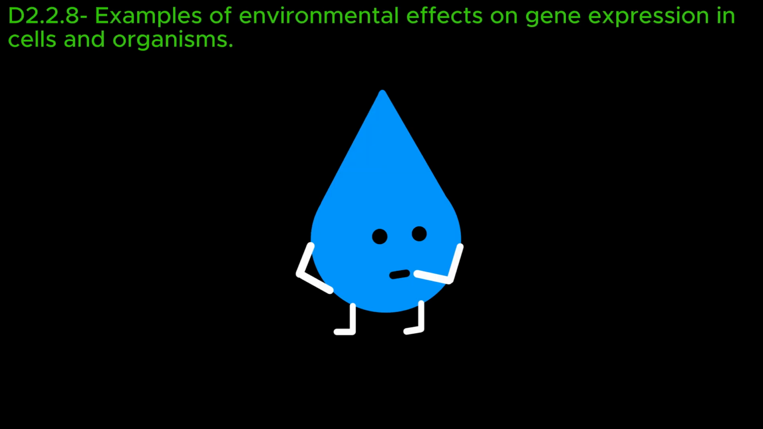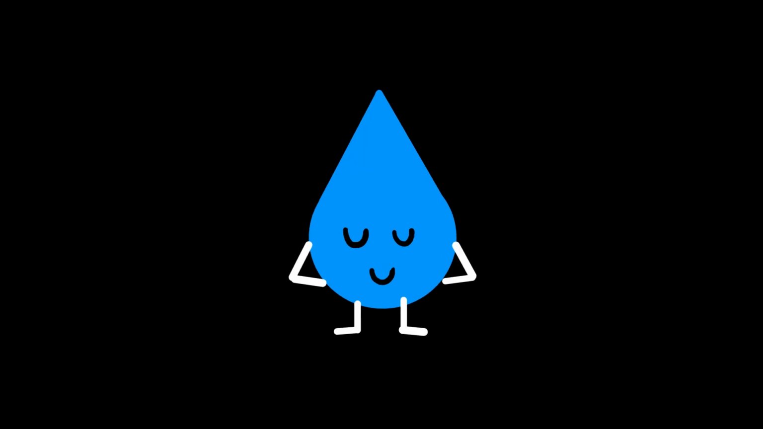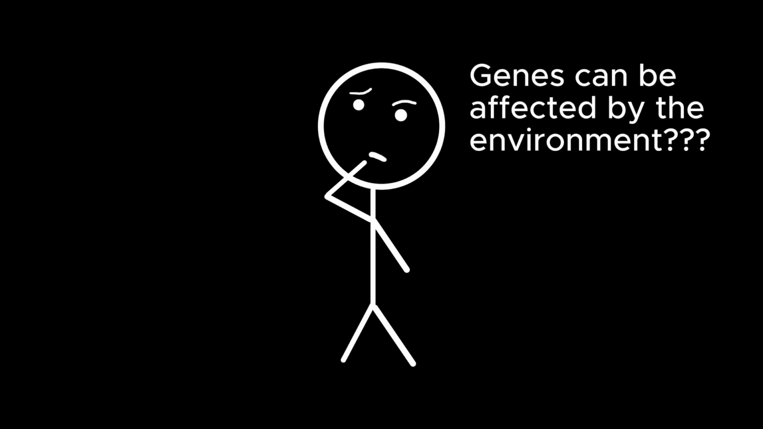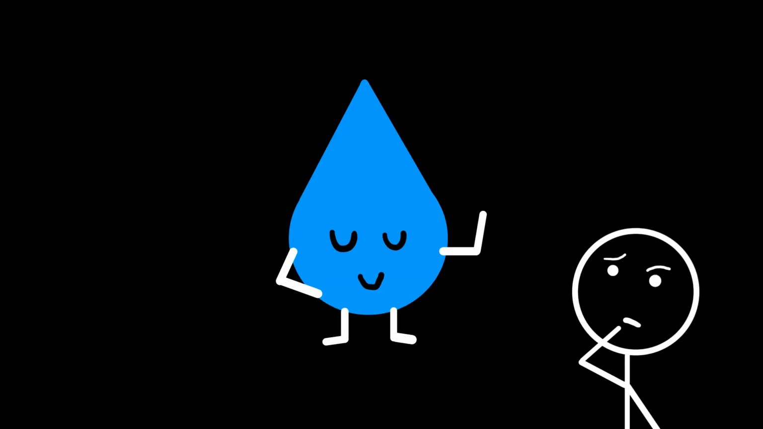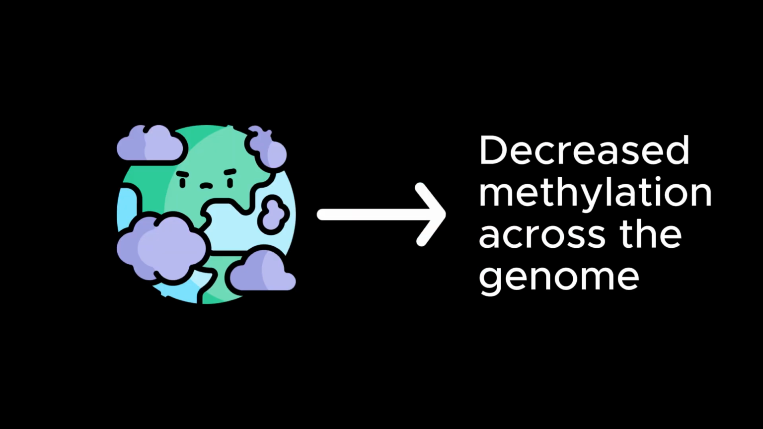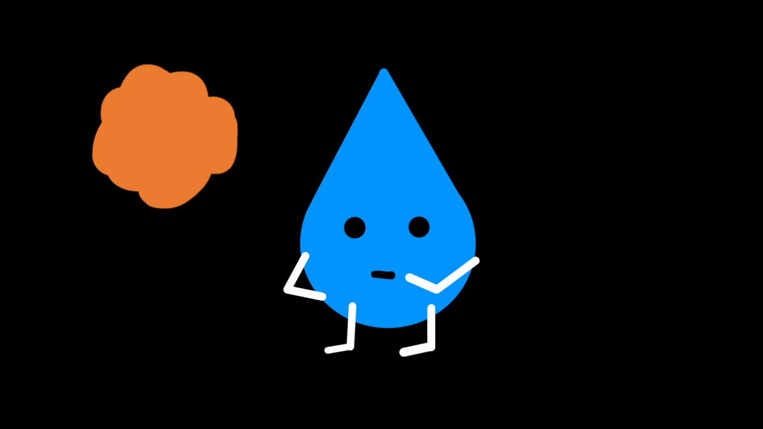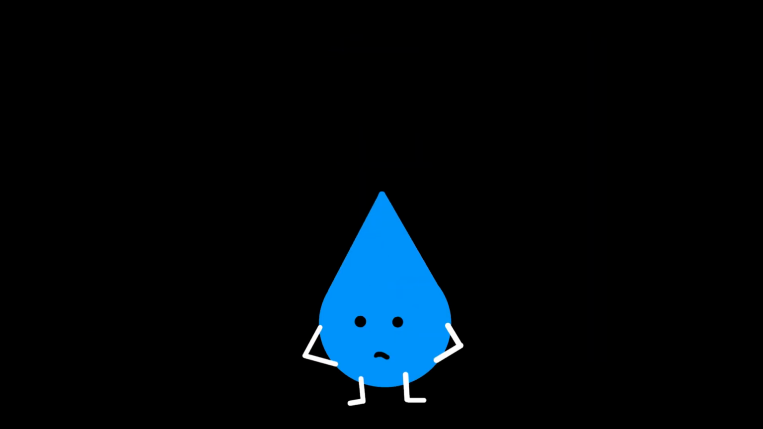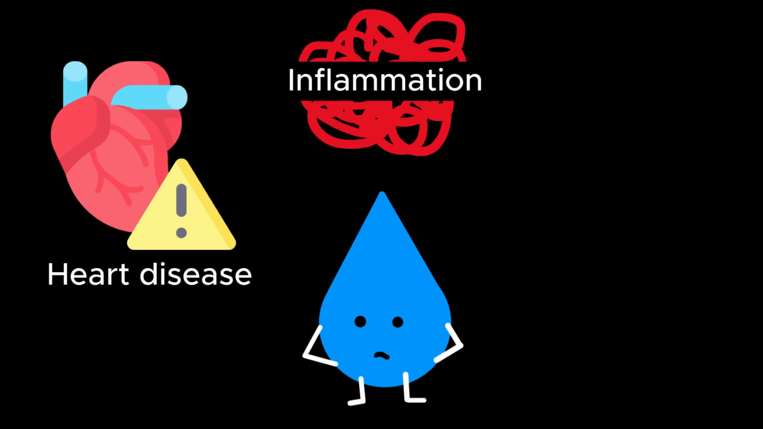Something that is interesting about epigenetics is that it can be affected by the environment. Wait, so genes can be affected by the environment? Yep. For example, there is strong evidence that air pollution is linked to decreased DNA methylation across the genome, which can lead to greater expression of proteins. In particular, when there is more expression of proteins that regulate the immune system, this can cause an increased risk of heart disease, inflammation, and asthma.